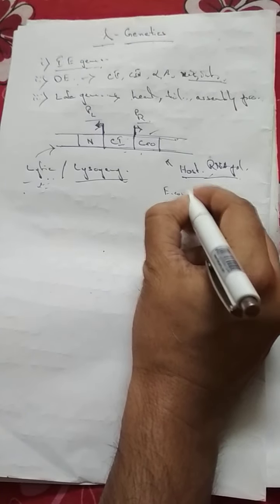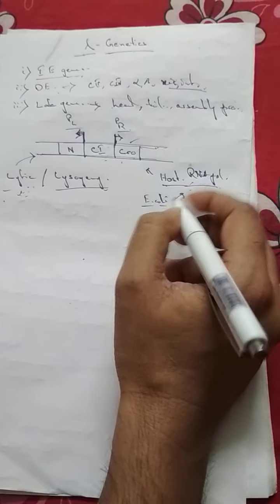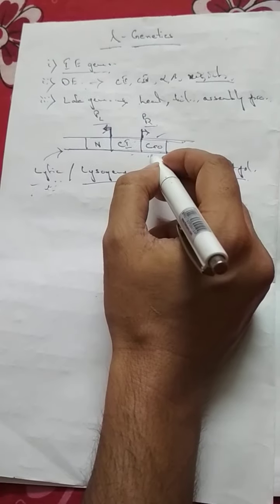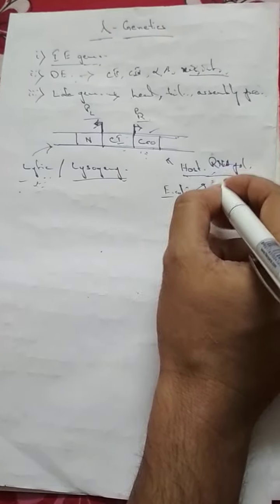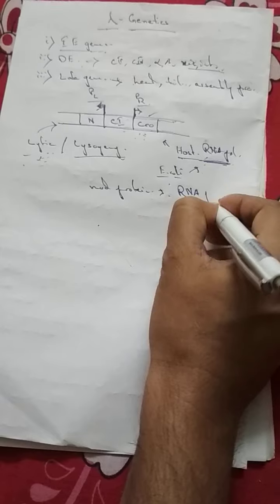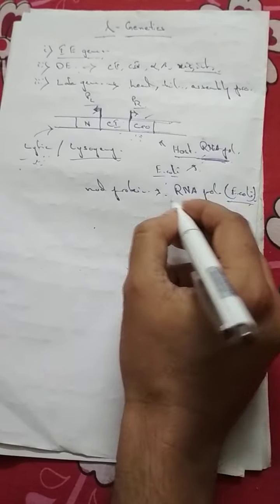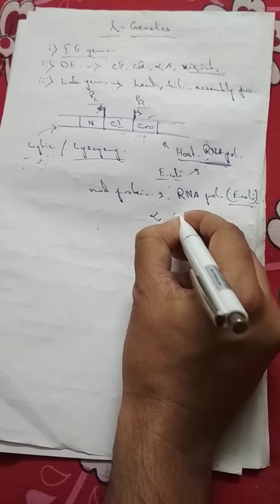Suppose the host is E. coli. Its RNA polymerase is very specific for the E. coli genome, but not for the lambda genome. So lambda modifies the E. coli RNA pol for its own purpose. Suppose there is a protein named MOT protein present in lambda, which modifies the E. coli RNA pol. Where is it modified? It's in the alpha subunit and the sigma subunit.